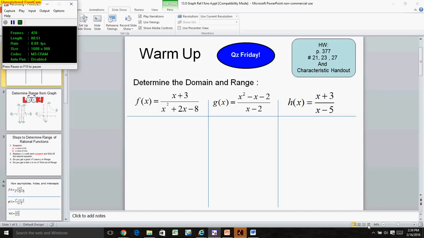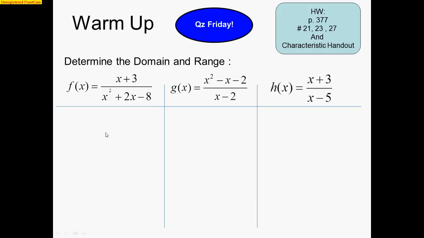Alright, so let's go ahead and start the warm-up. Notice I just want domain and range. I'm going to do the domain for all 3 first. Factoring this denominator gives me 2 bad x's. This was linear, so I only have 1 bad x. This is linear, so I only had 1 bad x.